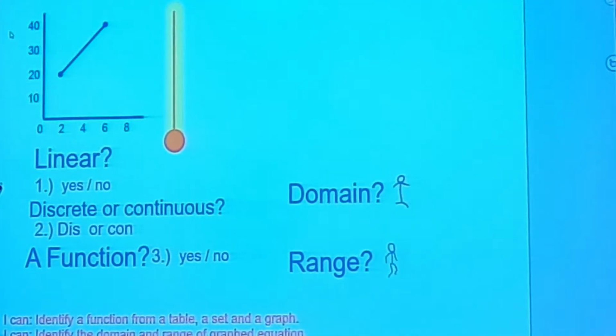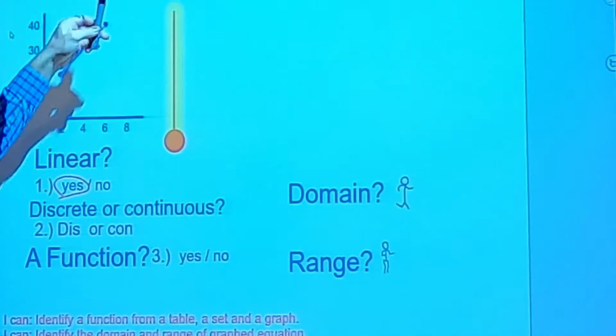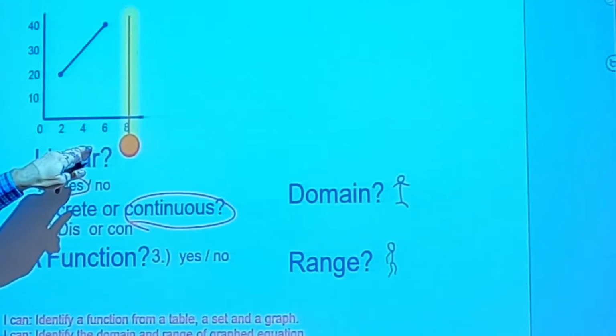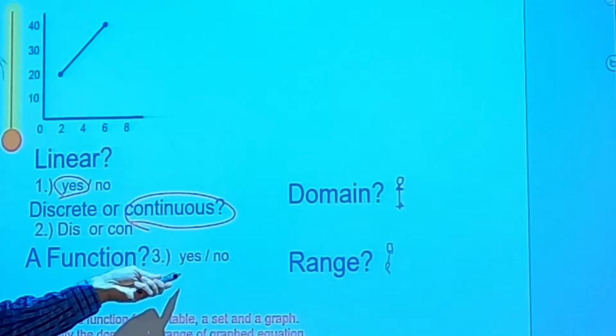Is it a line? Is it linear? Yes. Is it discrete or continuous? It is continuous from this point to this point, so we'd say continuous. There's no breaks in it. Is it a function? It passes the vertical line test, so yes, it is a function.